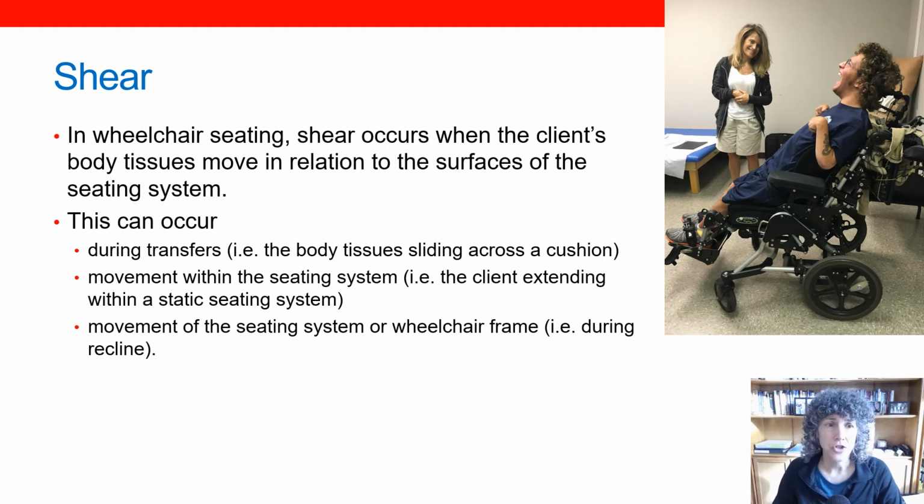So what is shear? Well, in wheelchair seating, shear occurs when there is displacement between the body's surfaces and the surfaces of the seating system. So they move in relation to one another. This can occur during transfers, as someone may be moving from a cushion surface to another surface, movement that occurs within the seating system, such as the client extending within a non-moving system, and movement of the seating system or wheelchair frame itself, such as during recline.